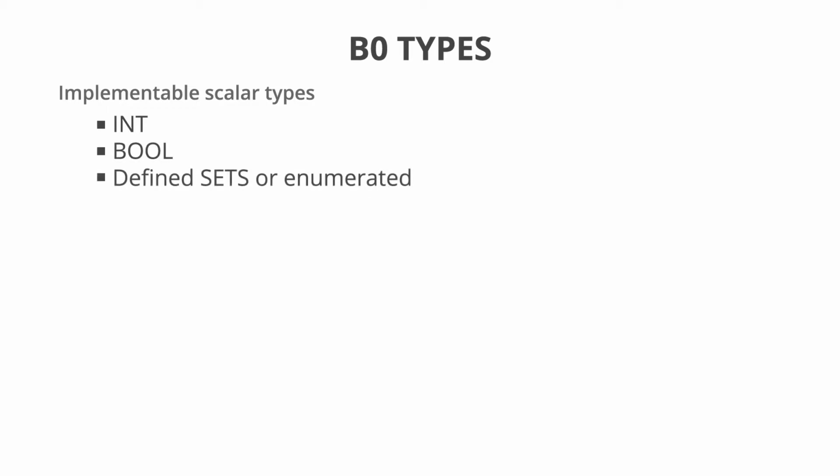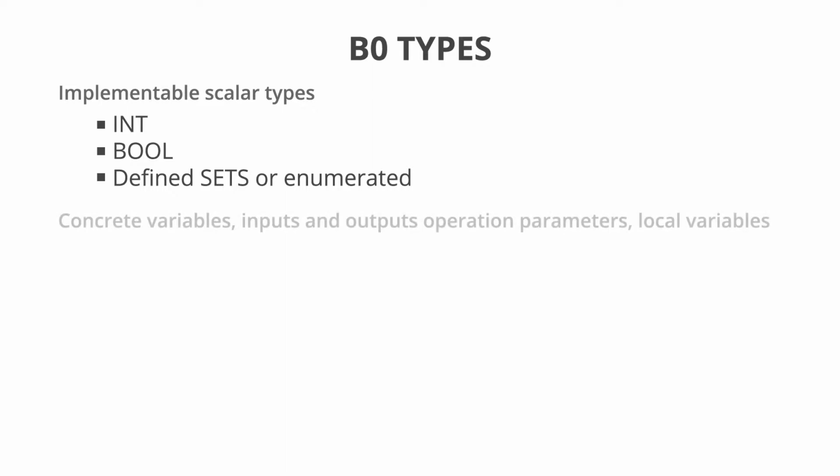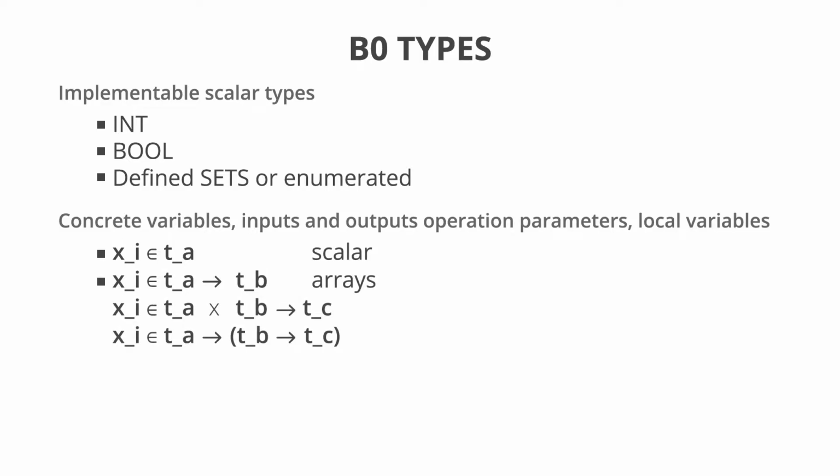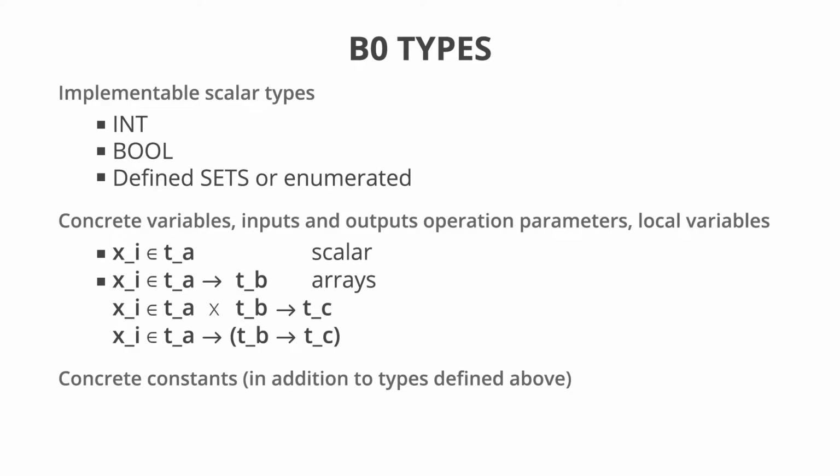So concerning B0 types, the implementable scalar types are int or intervals of int, bool, and defined sets or enumerated sets, or intervals of defined sets. Concrete variables, inputs and outputs operation parameters, and local variables have to use implementable types as well. So it can be scalar types, arrays, Cartesian products of arrays, and functions of functions. Concrete constants, in addition to the types defined above, are a subset of int or of defined sets.